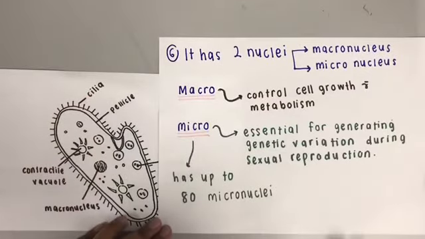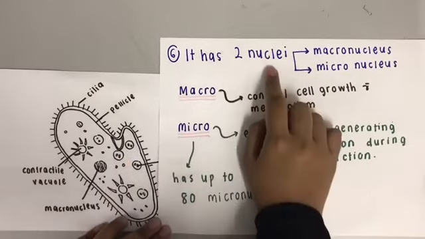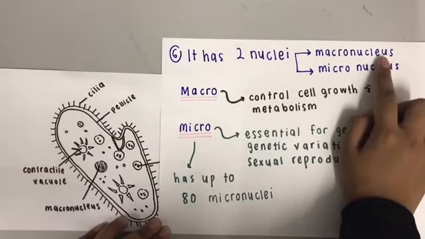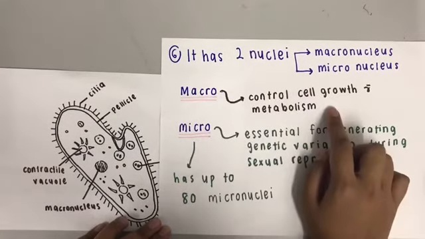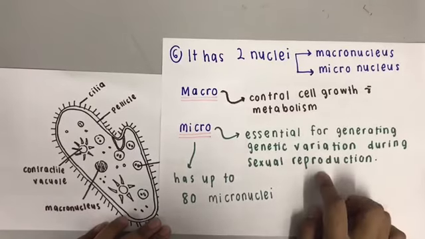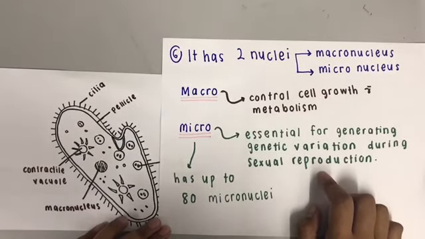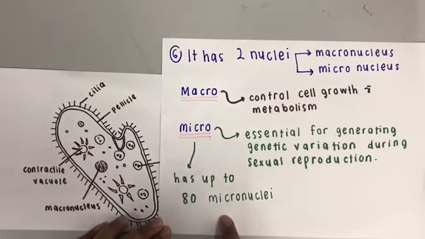The sixth characteristic is about the nuclei. Paramecium has two different nuclei, which are the macronucleus and the micronucleus. Macronucleus helps in controlling cell growth and metabolism, while micronucleus is essential for generating genetic variation during sexual reproduction. And shockingly, paramecium can have up to 80 micronuclei.